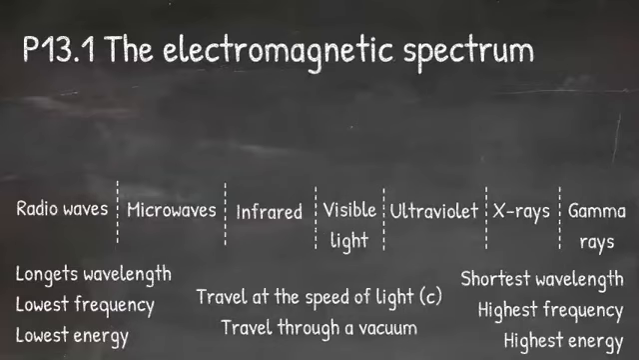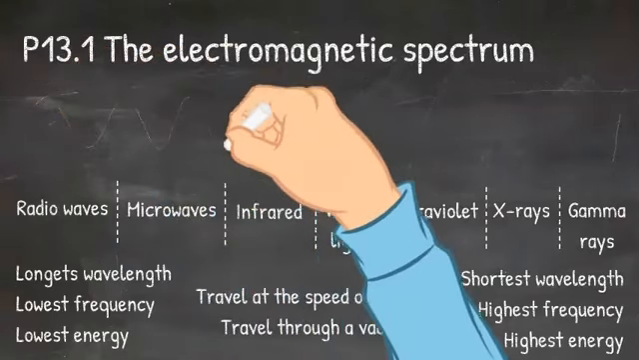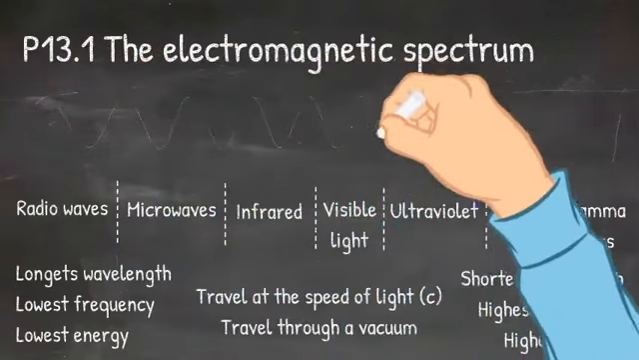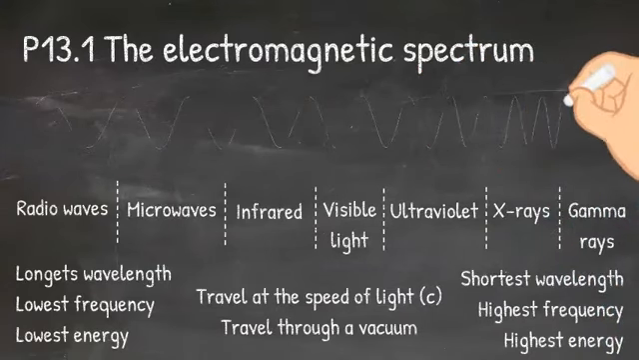You can visualize the waves in the electromagnetic spectrum with this wiggly line. It shows the long wavelengths and low frequencies towards the radio waves end, and it shows the short wavelengths and high frequencies towards the gamma ray end.